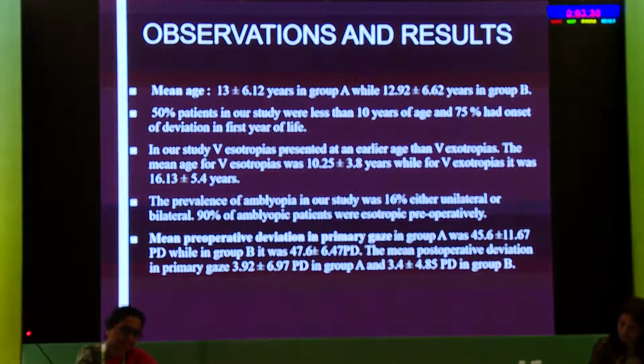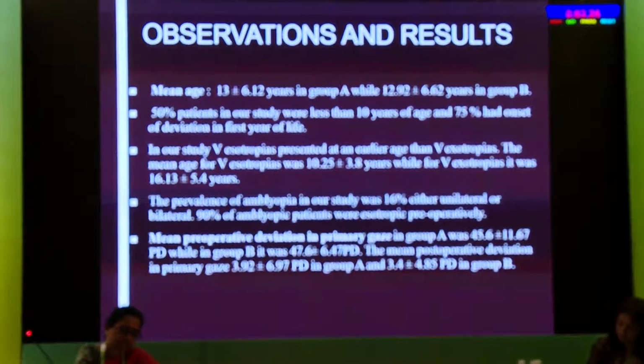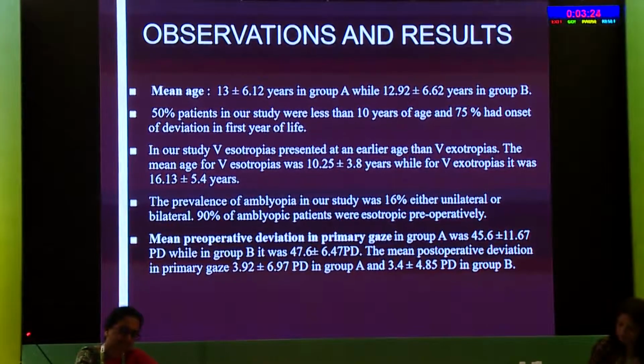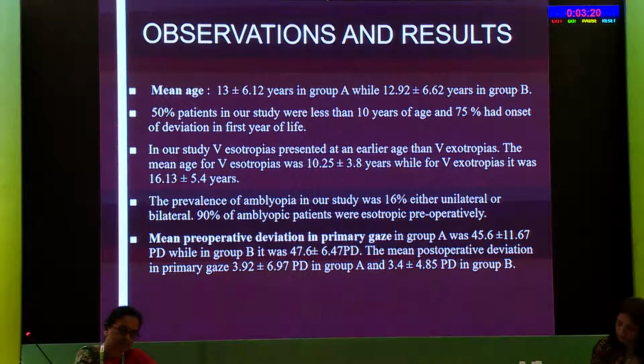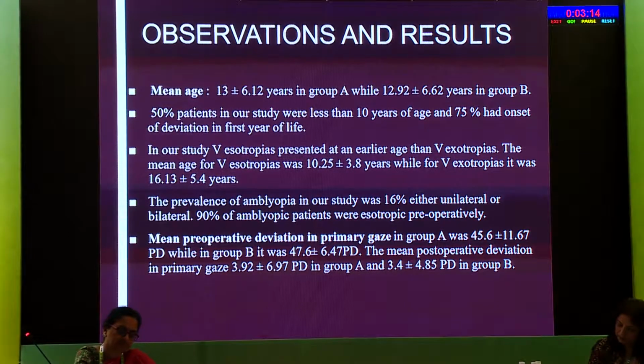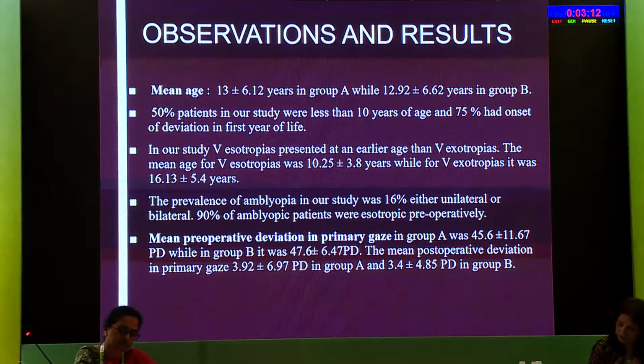Observations: the mean age in group A was 13 years, in group B was 12 years. 50% of patients were less than 10 years of age, and mostly were esotropias, more than exotropias. The prevalence of amblyopia was 16%, and the mean preoperative deviation in primary gaze was 45 prism diopters in group A and 47 prism diopters in group B.